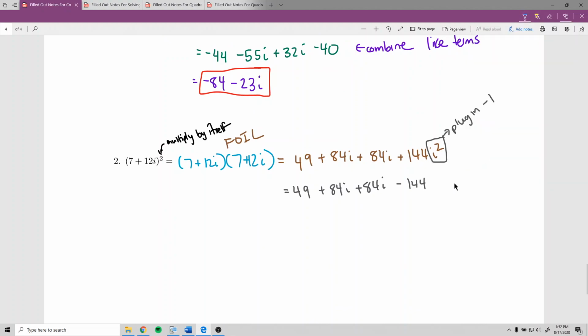And now we combine our like terms to finish. We got 49 minus 144 is negative 95. And 84i plus 84i is 168i. And this is in a plus bi form. a is negative 95, b is 168. We are done. And really that is what we need to know about complex numbers for now.